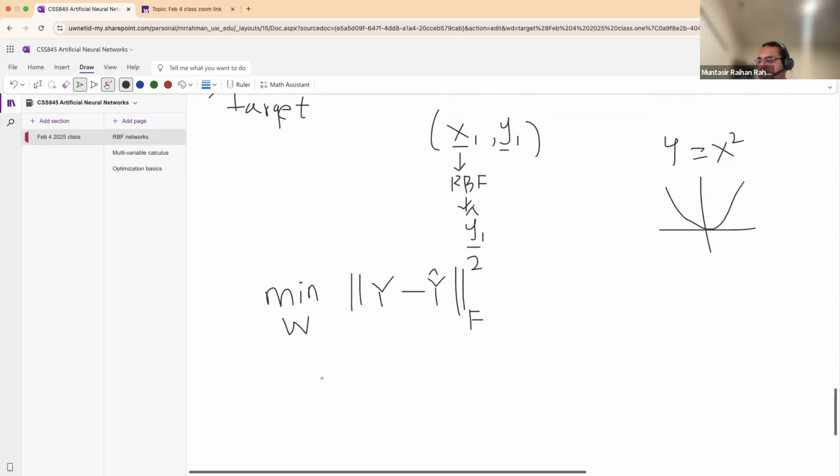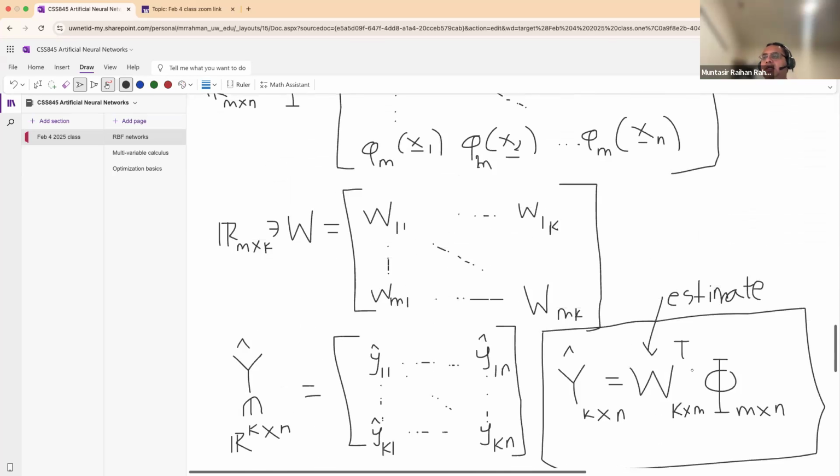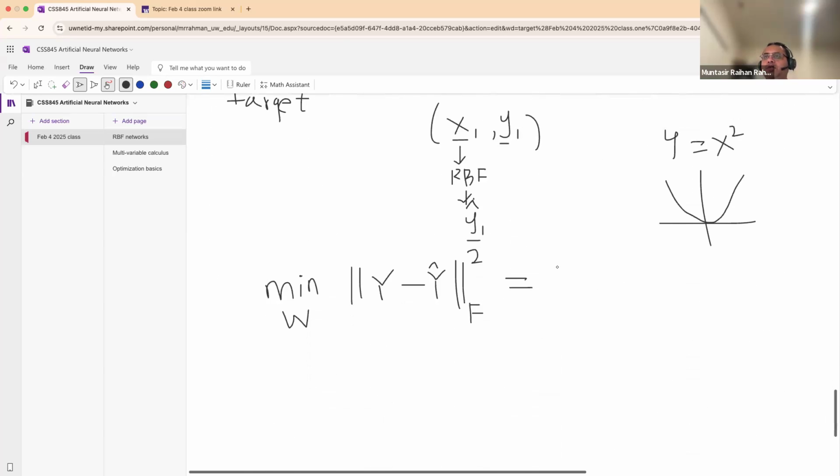But now, if we just write this down, what is y hat? Y hat is this equation, right? So we're going to plug in that here. So we're going to have y minus y transpose and the matrix phi, and that's what we want to minimize.